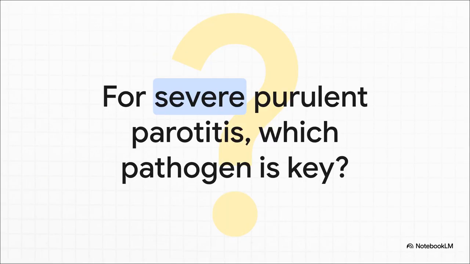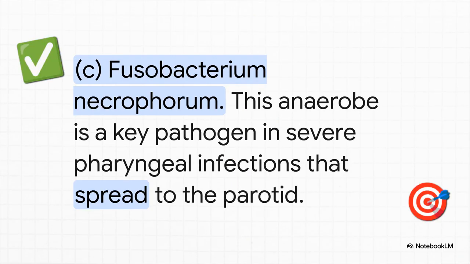Okay, next up. Let's say you have a patient with a severe case of purulent parotitis, and you suspect it came from a throat infection. Which of these bugs should be high on your list for initial empiric coverage? Is it A, B, C, or D? The correct answer here is C, Fusobacterium necrophorum. As we talked about, this particular anaerobe is a major player in severe pharyngeal infections, and it loves to spread to nearby structures like the parotid. The other options just aren't typical culprits here.